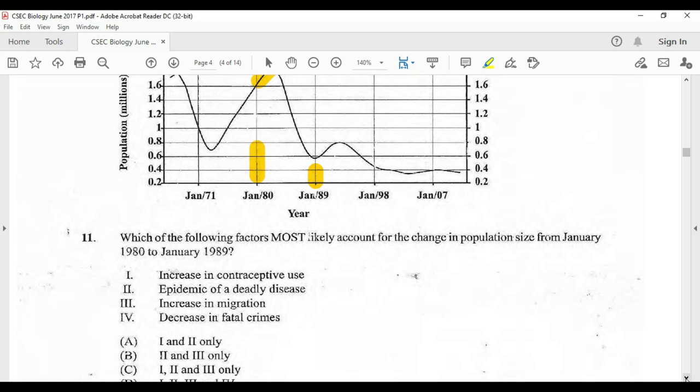Now, increase in migration. If you couple it with all these that are here, all three could of course cause a significant decline in a country's population if people are allowed to migrate, as we would have seen with rural-urban drift, where persons are leaving the country and coming into a town. All those could account for the decline in the population.